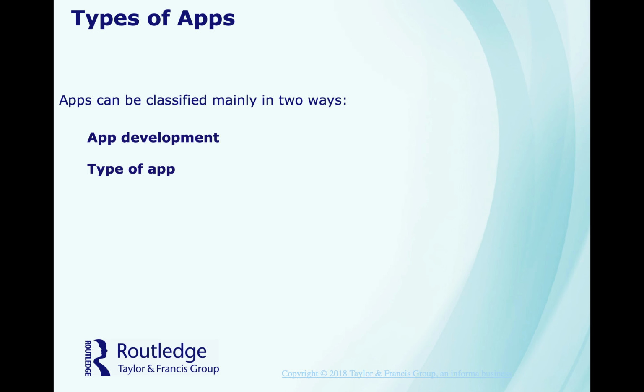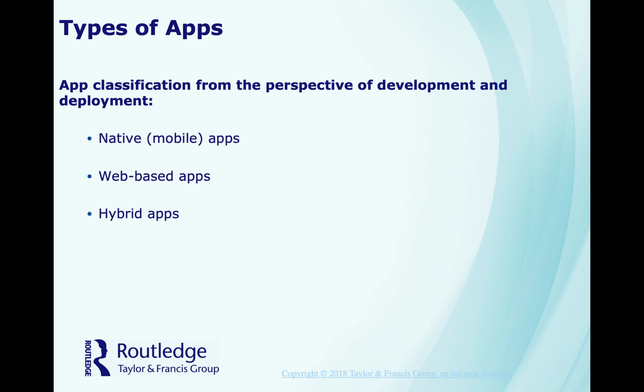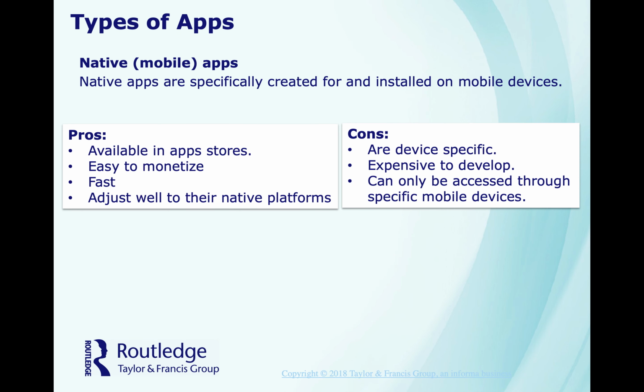So, types of an app. There are two types of apps that are classified into app development and a type of app. So, app classifications from a perspective of development and deployment are native mobile apps, web-based apps, and hybrid apps. So, a native app or a mobile app is specifically created and installed for a mobile device. So, your phone or your tablet.